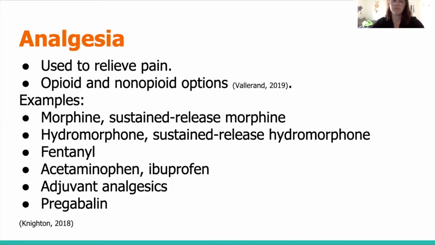Whereas opioid options normally work by binding to the opioid receptors in the central nervous system. The opioid acts as an agonist of the endogenously occurring opioid peptides. The perception of and response to pain is altered as a result of this. And obviously the pain is whatever the patient is feeling. Examples of these are morphine, and there's also sustained release morphine, hydromorphone or sustained release hydromorphone, fentanyl, as well as acetaminophen, ibuprofen, adjuvant analgesics, and pregabalin.